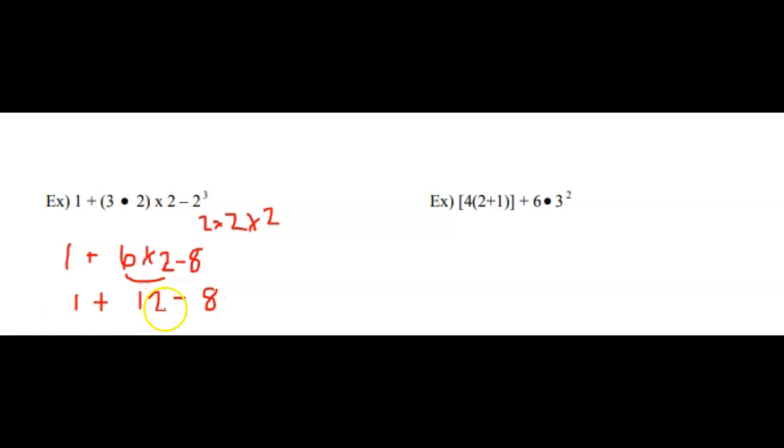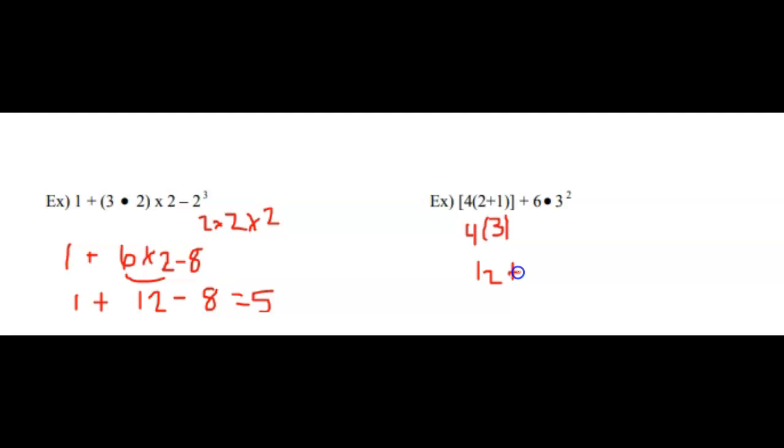1 plus 12, I'm working from left to right, is 13. And 13 minus 8 is 5. All right, last one. Again, I am going to work from the innermost parentheses, 2 plus 1. 2 plus 1 is 3. Then I'm going to do this bracket that says, hey, take 4 times 3. 4 times 3 is 12.